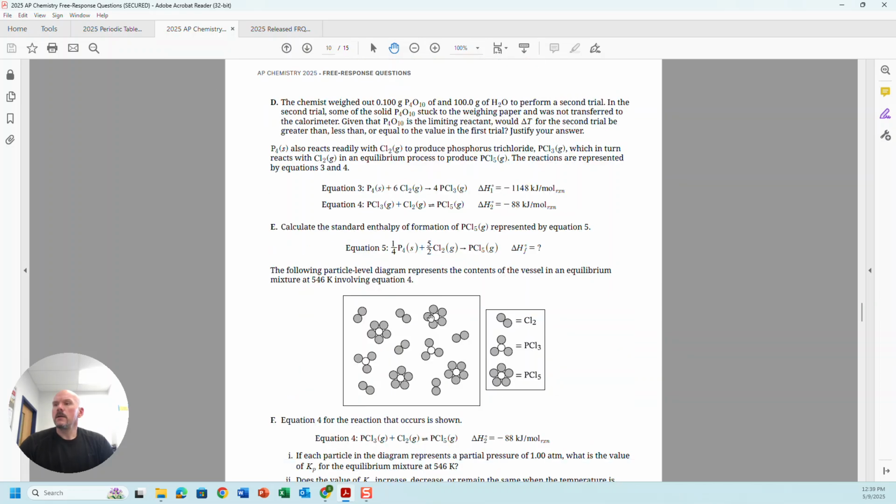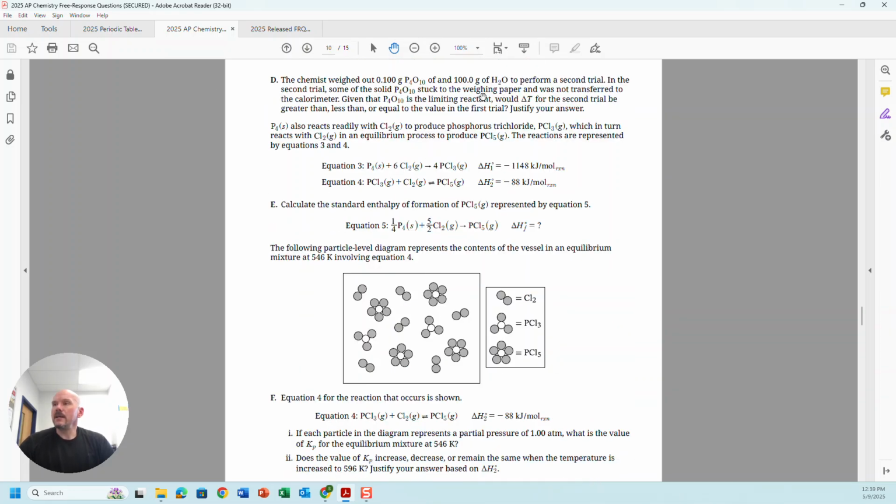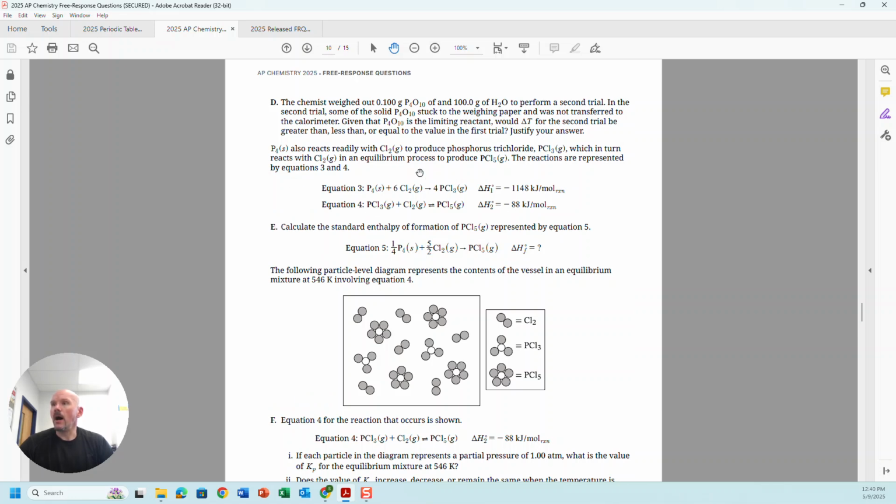All right. So part D, now we move into Hess's law. So remember, we do this both in Unit 3 and Unit 6, but for delta H, we introduce it in Unit 3. So basically, we got to get this equation and this equation to add up to that. And that's part E.